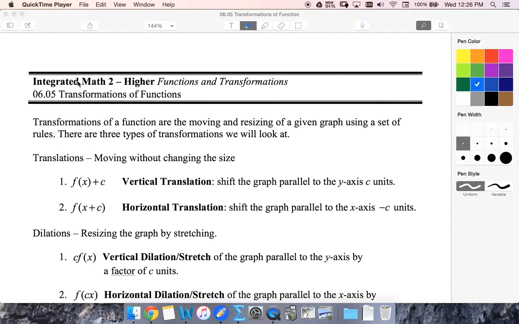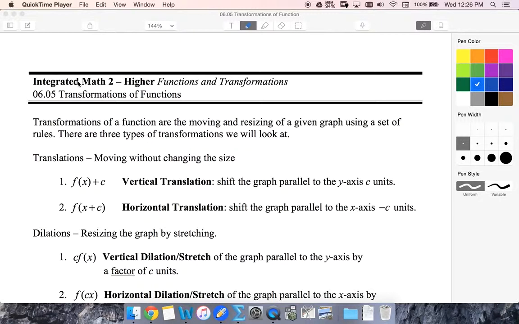All right, hello students, welcome to 6.5 Transformations of Functions. In this video we're going to talk about something that we've been mentioning sort of off and on throughout the course, but now we're going to put it into notes and solidify it.